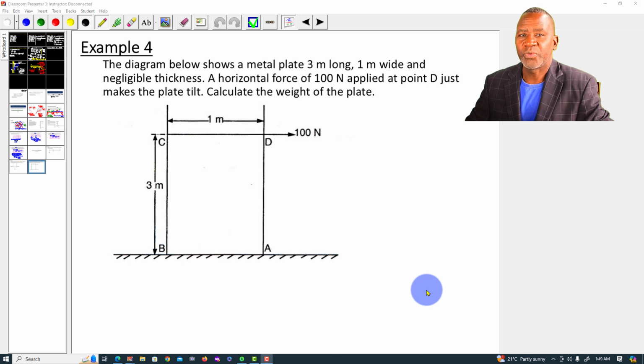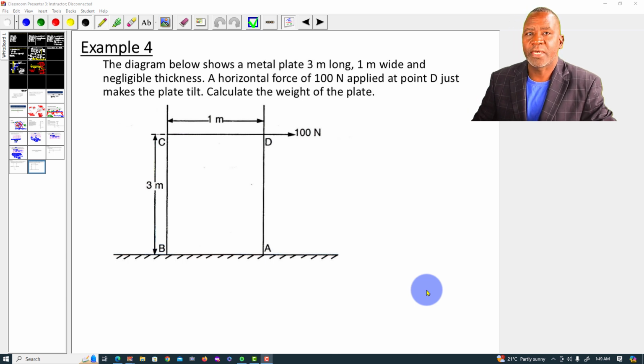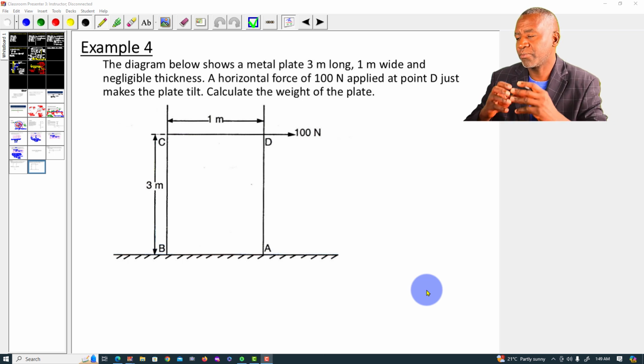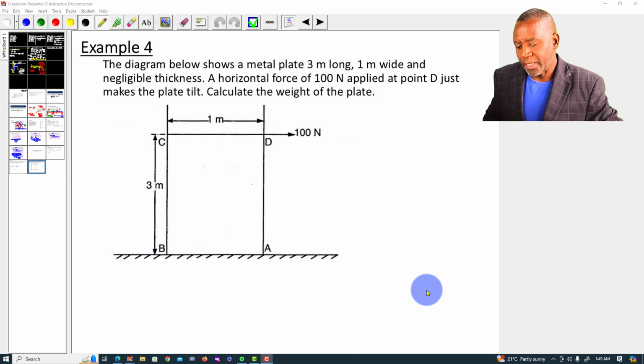Hello and welcome. We continue yesterday's lesson where I gave some questions on the turning effect of a force. I also looked at the calculations that we go through when we are looking at the topic equilibrium and center of gravity. I gave you a few examples, and today I want to start today's lesson by looking at one of the questions which I gave as an assignment.